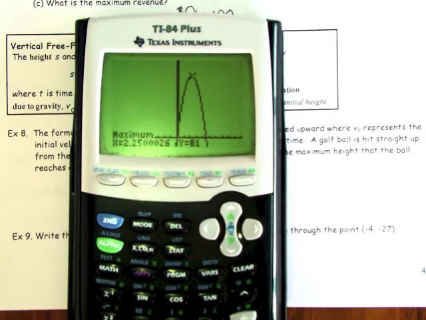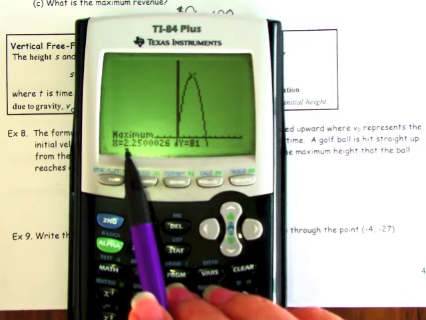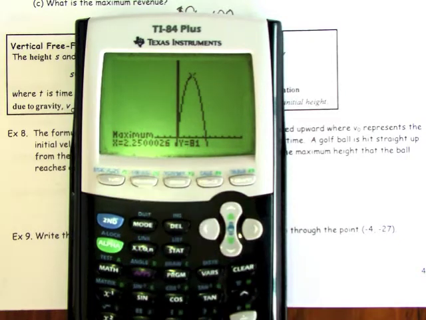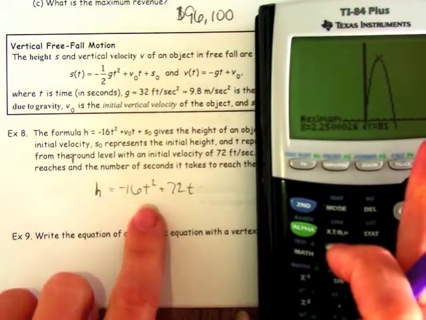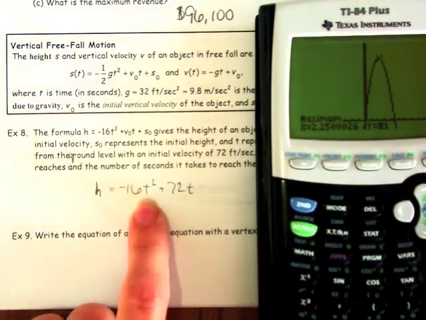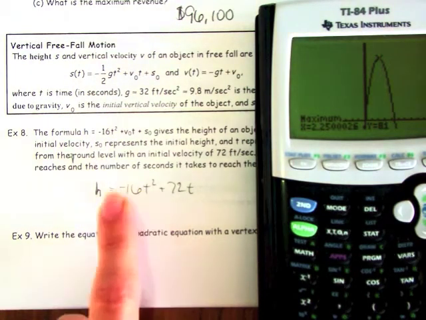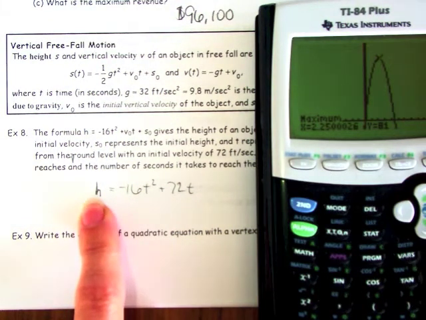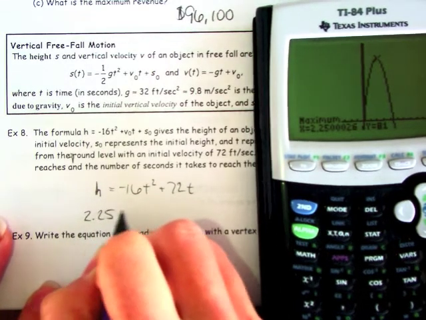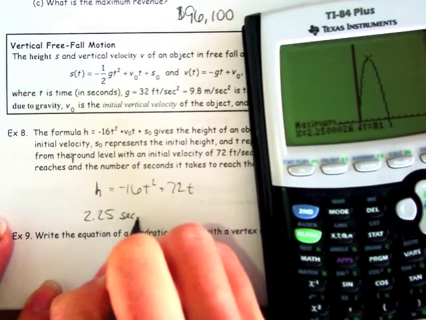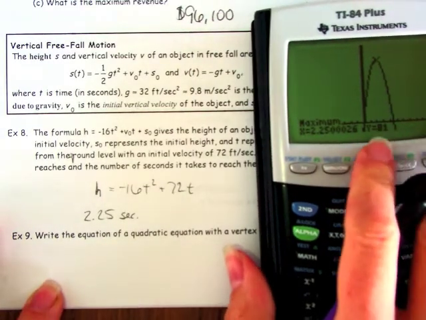Okay, I did that fast. Hopefully at this point you're good at this. Okay, our maximum has an x value of 2.25 and a y value of 81. What does that mean? Let's go back to the problem and see what the variables represent. The x is put in place of t, so that x is our time. The y is our height. It says how many seconds does it take to reach its maximum height, and what's that height? Well, it takes 2.25 seconds to reach a height of 81 feet.